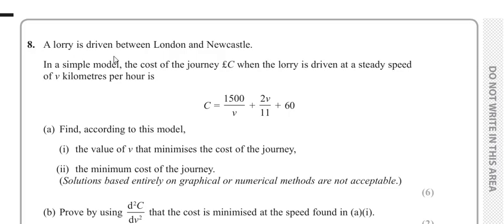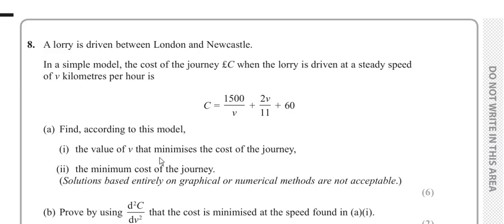Question 8. A lorry is driven between London and Newcastle. In a simple model, the cost of the journey in pounds, C, when the lorry is driven at a steady speed of v kilometers per hour is this model. A. Find, according to this model, the value of v that minimizes the cost of the journey.